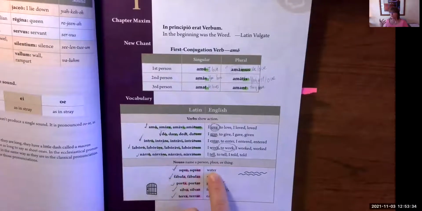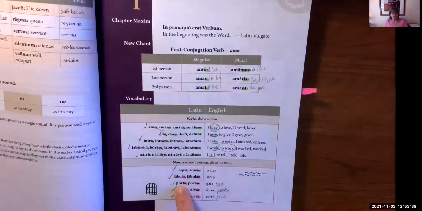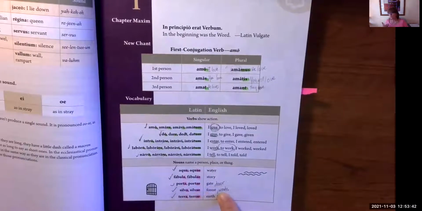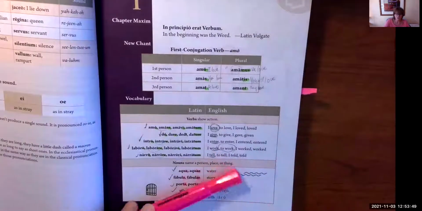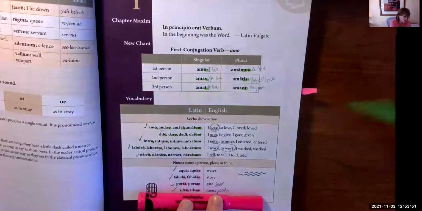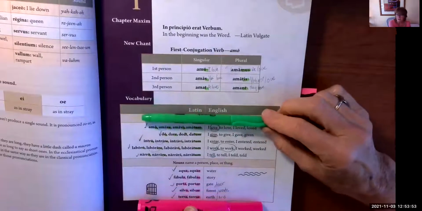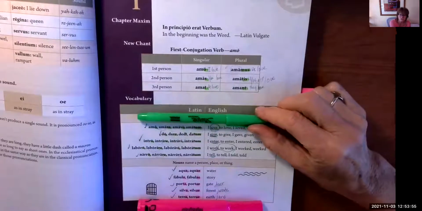Then our nouns. Both pieces of information that we need. Aqua, aquae, water. Fabula, fabulae, story. Porta, portae, door or gate. Silva, silvae, forest or woods. And terra, terrae, land or earth. Notice I have colored my noun endings. I've colored my verb endings. I developed a color system.